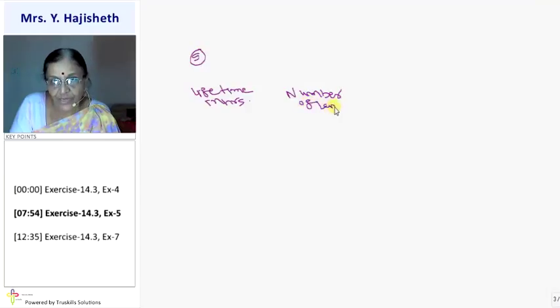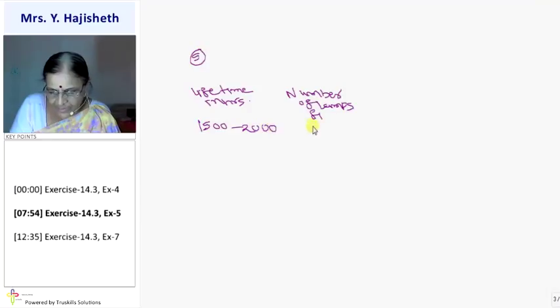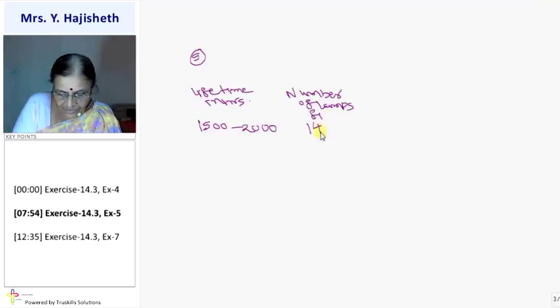Total number of neon lamps are 400, so my sigma fi must be 400. Now the lifetime in hours is between 1500 to 2000 hours. How many lamps? 14 lamps have a lifespan of 1500 to 2000 hours.